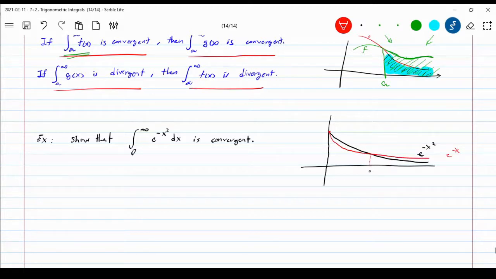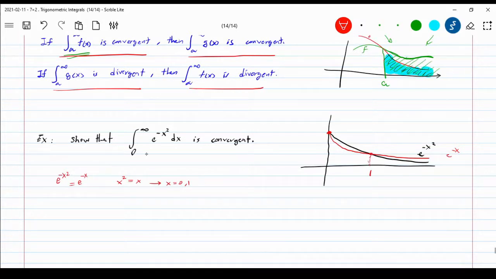And then this intersection point happens at 1, because e to the power negative x squared equal to e to the power negative x means that the exponents must be equal to each other. It means x squared must be equal to x, which gives you two solutions. One is 0, the other one is 1. The two intersections happen at x equal to 0 and x equal to 1.